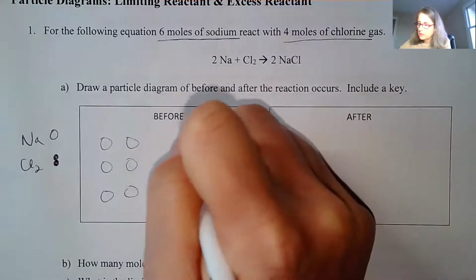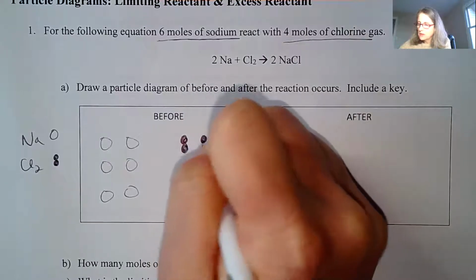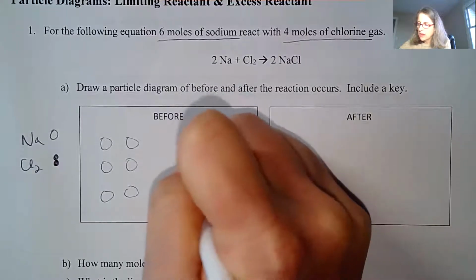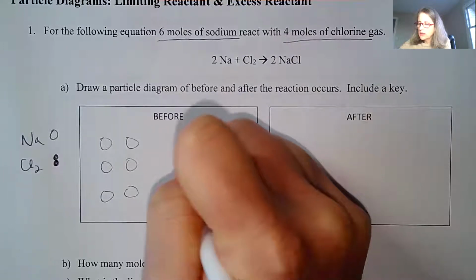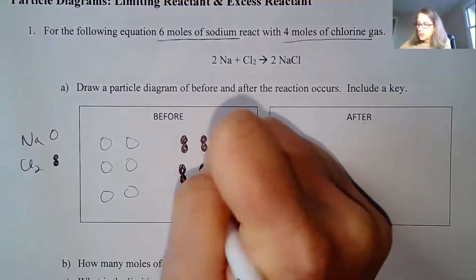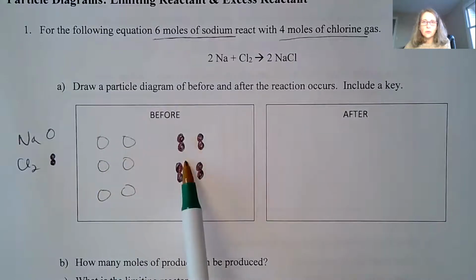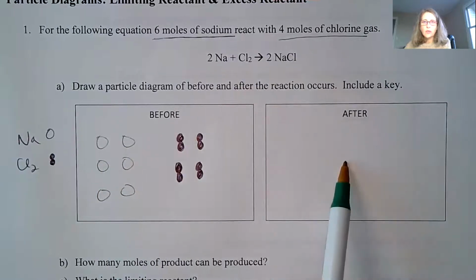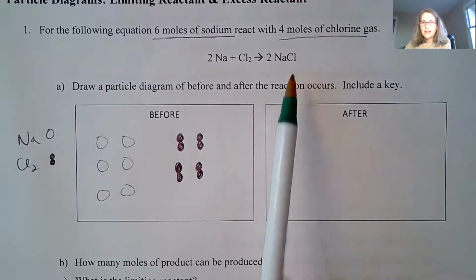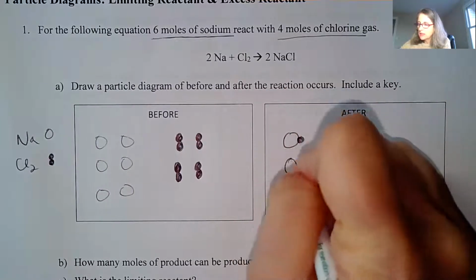And I was given 4 moles of chlorine. So I'm going to draw 4 of these in the box at the start. So at the start, none of these are reacting quite yet, but then time progresses and you start to get a reaction. So I have 6 sodiums and 4 chlorines given in the problem. So now I'm going to combine them to make NaCl. So I'm going to try to make as many NaCls as I possibly can.